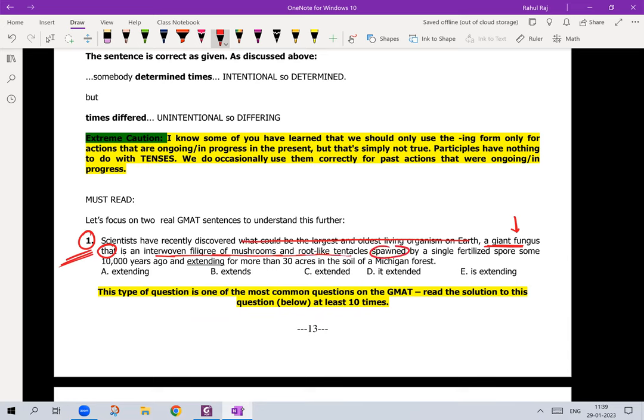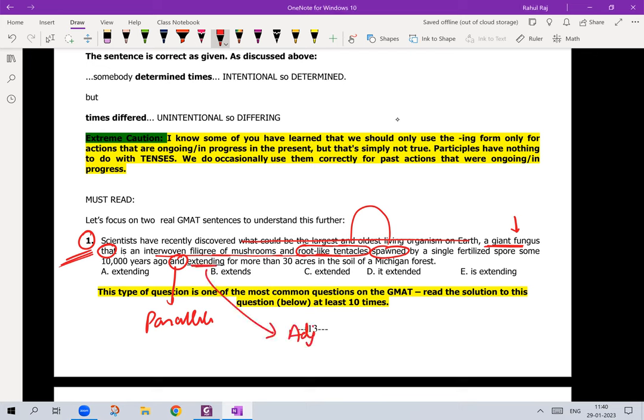What is being spawned by a single fertilized spore? Don't you feel root-like tentacles are being spawned by a single fertilized spore, some 10,000 years ago, and look for parallelism? Simple logic. You have used spawned as an adjective before "and", so there should be an adjective after "and". Extending is an adjective. Simple logic.